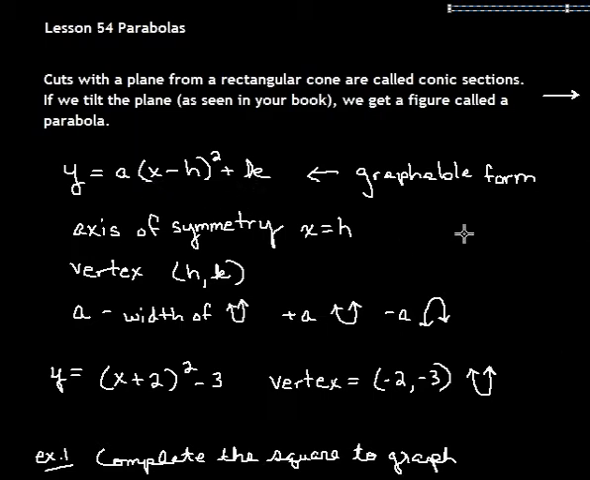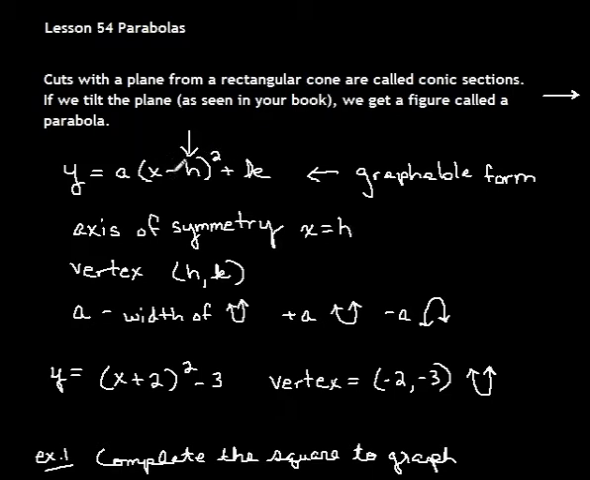Now the basic form for a conic section, the graphable form, is this formula right here: y equals a times x minus h quantity squared plus k. If we can put our quadratic equation into this form, we can graph it easily because we can just look at it and see where the axis of symmetry is. The axis of symmetry is h. So we know that the line going right down the center is going to be x equals h. It's a vertical line going right through the point h.